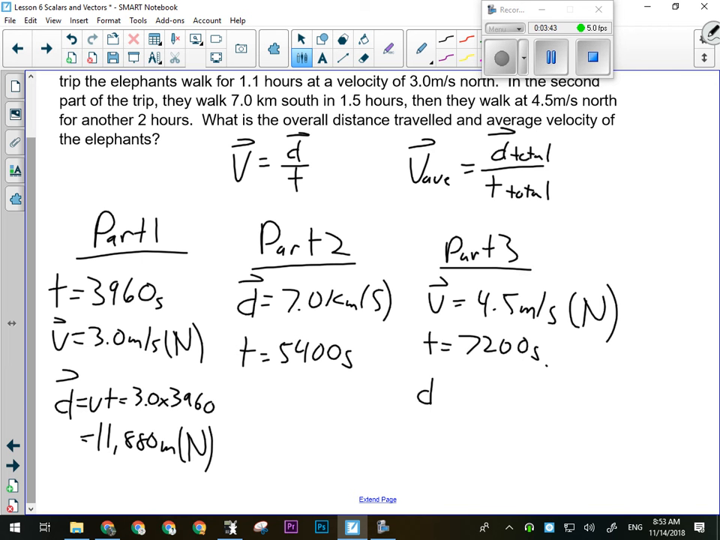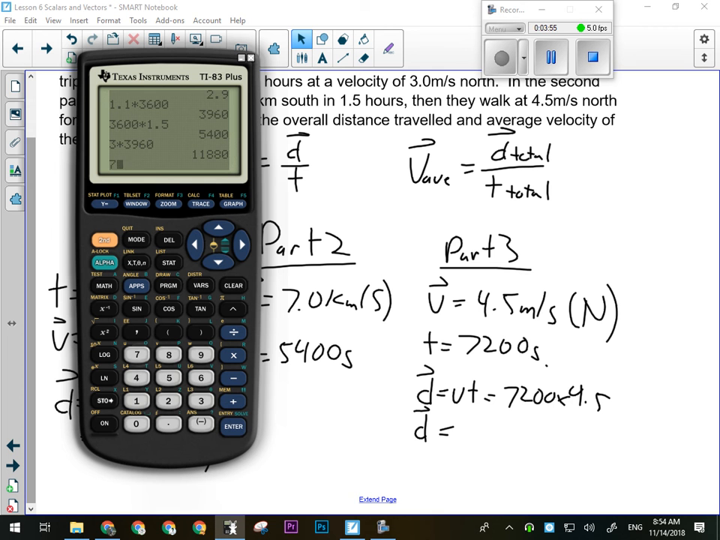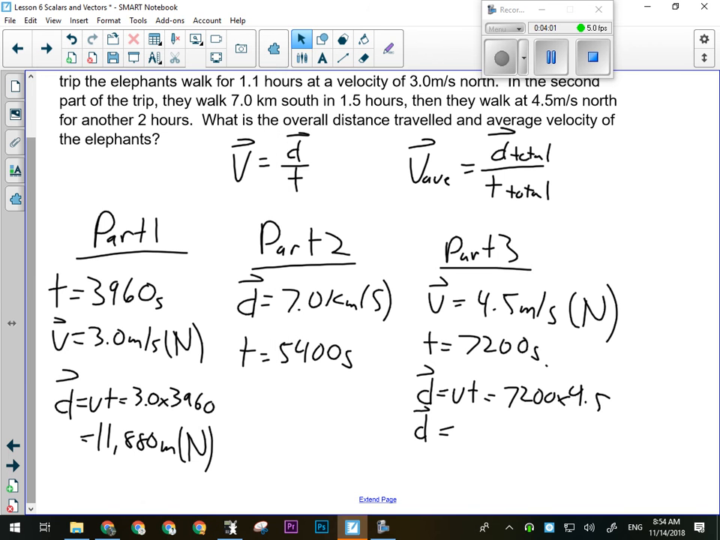So I'll do the same calculation here, d equals v times t. So that'll be 7,200 times 4.5. All right, they're going to walk 32,400 meters north.